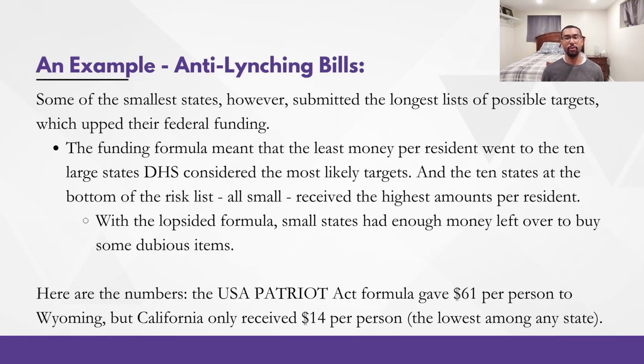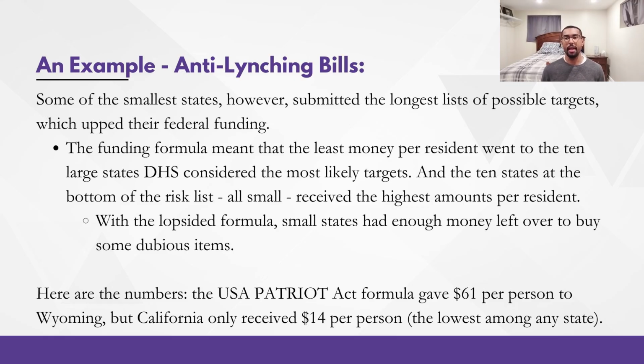States used much of the money they were given to hire more emergency workers and to pay for equipment and training. States also sent the Department of Homeland Security, or DHS, lists of sites they considered potential targets for terrorists, like the Hoover Dam. These lists helped DHS determine additional funding to protect those sites. Some of the smallest states, however, submitted the longest list of possible targets, which upped their federal funding.